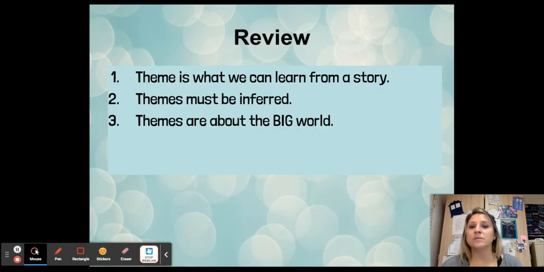So just to review, theme is what we can learn from a story. Themes must be inferred, and they're about the big world. They're not just specific to that story. Okay, so you can stop, fill out your notes, and then choose a different part of your grid.